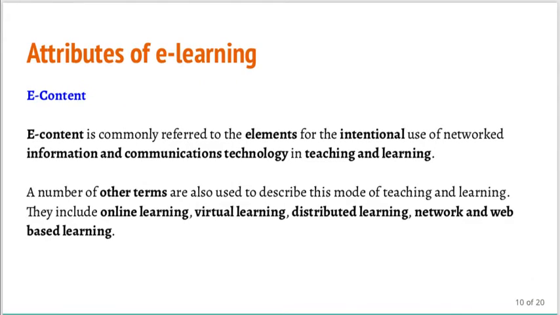Coming to e-content, knowing furthermore about the attributes of e-learning. E-content commonly refers to the elements for the intentional use of networked information and communication technology in teaching and learning. A number of other terms are also used to describe this mode of teaching and learning. They include online learning, virtual learning, distributed learning, network, and web-based learning. So e-content plays a major role in e-learning, in these other terms like online, virtual, distributed, network, and web-based.